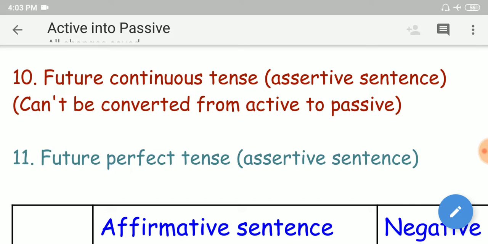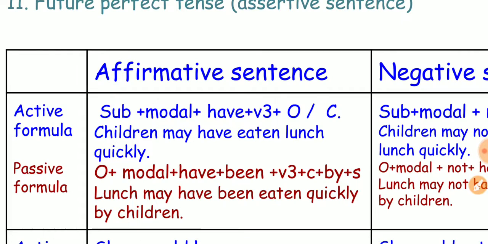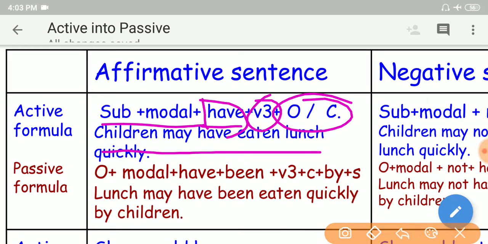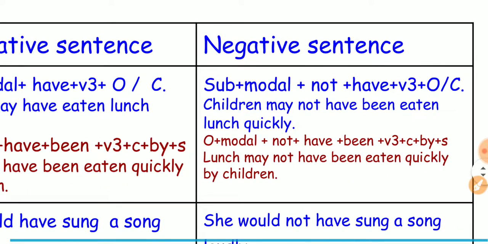So like that, future perfect tense, let us go and discuss. Here, the formula of future perfect tense is the same. Subject plus modal, have is used in perfect tense, V3 is used in perfect tense. Have plus V3 is in perfect tense, again object and complement. Children may have eaten lunch quickly. May have eaten changes into may have been eaten, because you have learnt it in perfect tense, either in present perfect tense or in past perfect tense. That's why we will move so quickly.